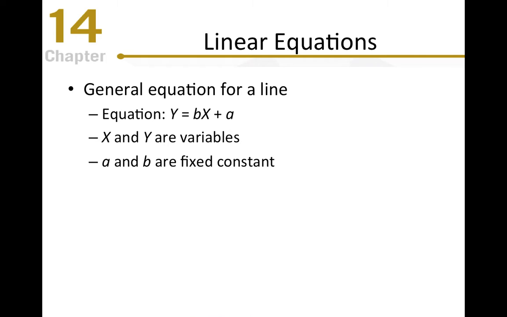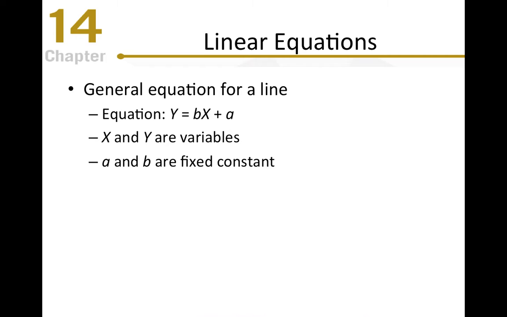So for the regression line, what does that look like? Well, the general equation is y equals b times x plus a. X and y are our variables. A and b are fixed constants. A represents the intercept, and so this is the value of y when x is 0, and b represents the slope. So how much y changes for every 1 unit change in x.